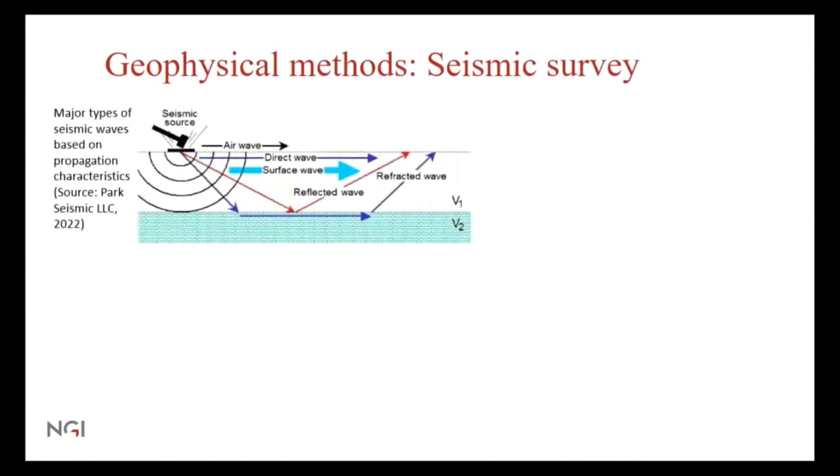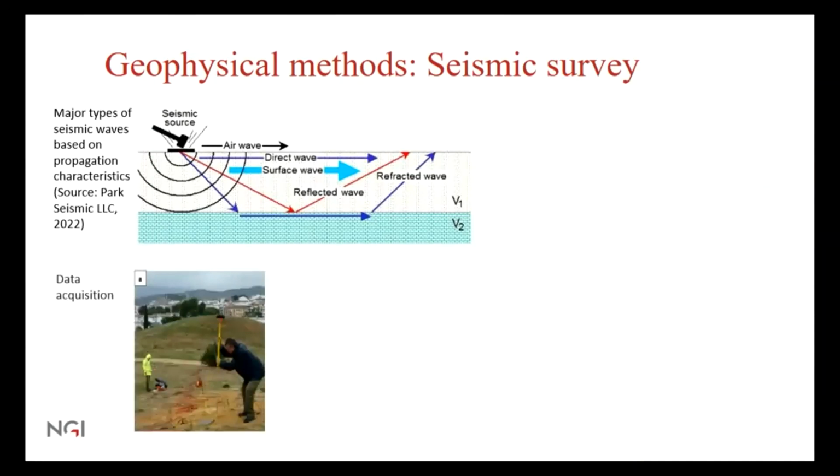Seismic surveys. The major types of seismic waves based on propagation characteristics are shown in the figure here. The principle, basically of all the methods that I'm presenting now, is quite similar: it is based on emitting some type of wave and measuring the reflection with a receiver. And through this measurement, they can detect different conditions.